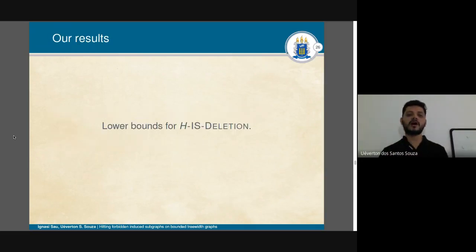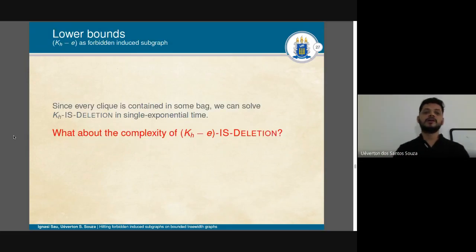Now we start to talk about the lower bounds for solving H-induced subgraph deletion. Since every clique is contained in a bag, we know that the problem of K_H induced subgraph deletion can be solved in single exponential time. Now we start to talk about a clique minus one edge. So this means that this forbidden subgraph has exactly one non-edge.